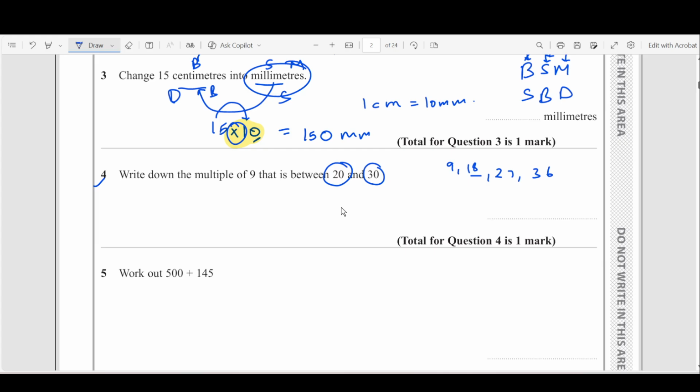So between 20 and 30, which one is there? This one. The only multiple that is between 20 and 30 is 27, right? Because 36 is bigger than 30 and 18 is less than 20. So the answer is 27.